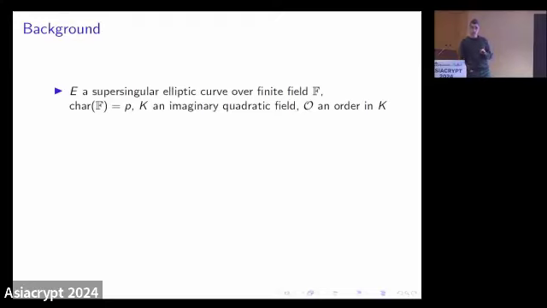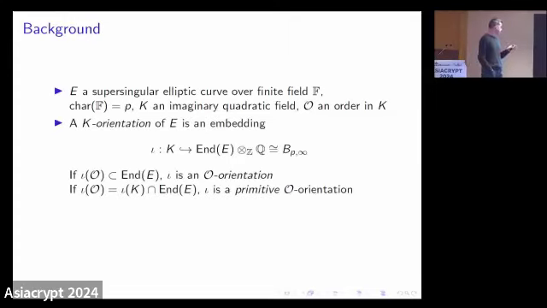So just a little bit of background to start. For the purposes of this talk, we'll take E to be a supersingular elliptic curve over some finite field F with characteristic p. Capital K will always be an imaginary quadratic field, and O will be some order in K, not necessarily maximal. Then we define a K-orientation of our elliptic curve E to be some embedding of K into the endomorphism algebra, which we know abstractly is isomorphic to B_{p,∞}, the quaternion algebra ramified at p and infinity.